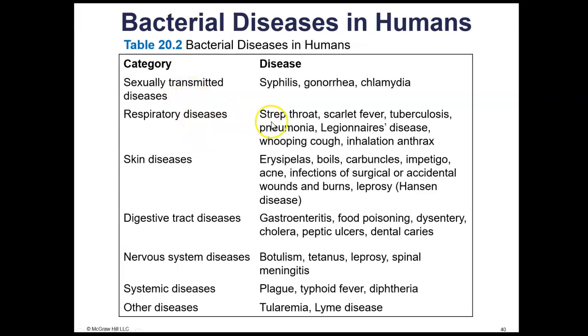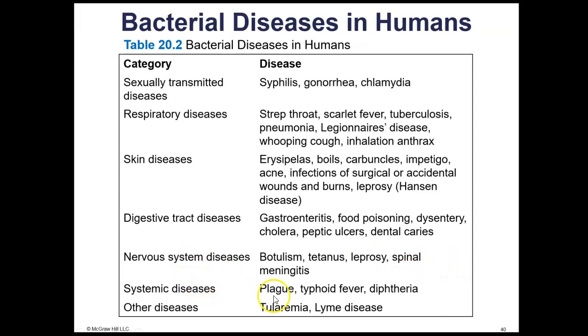There are respiratory diseases like strep throat, scarlet fever, tuberculosis or TB, pneumonia, Legionnaire's disease, whooping cough, anthrax. There are skin diseases, acne, and worse, leprosy or Hansen disease. There are digestive tract diseases, gastroenteritis, food poisoning, dysentery, cholera, peptic ulcers, stomach ulcers, and dental caries or cavities. Then there are nervous system diseases, botulism, tetanus, leprosy, spinal meningitis.